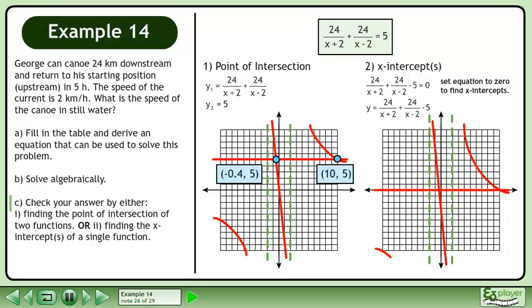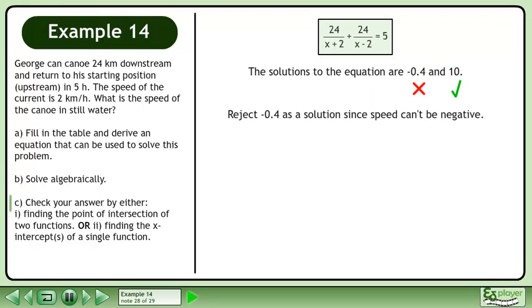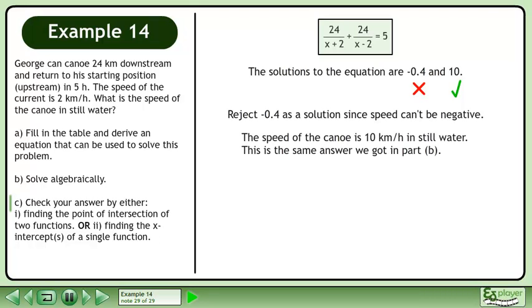Use your graphing calculator to draw the graph. There are 2 x-intercepts, negative 0.40 and 10.0. The solutions to the equation are negative 0.4 and 10. Reject negative 0.4 as a solution since speed can't be negative. The speed of the canoe is 10 kilometers per hour in still water. This is the same answer we got in part B.